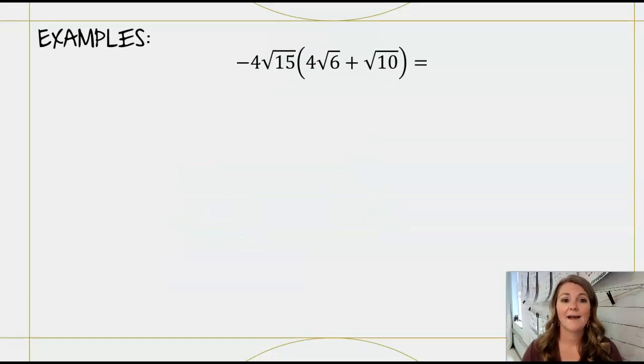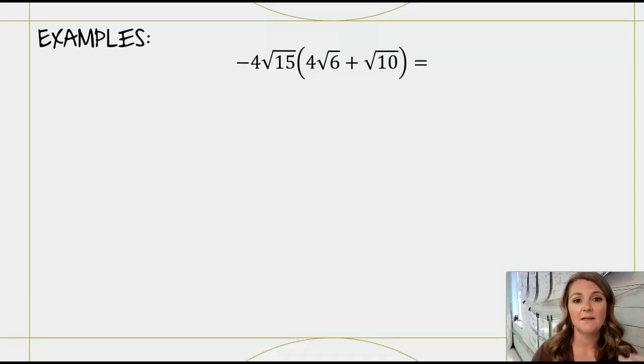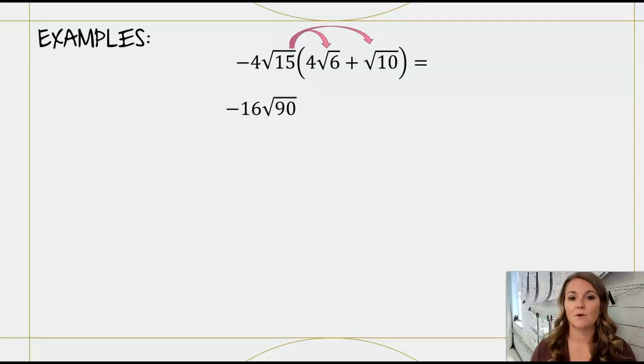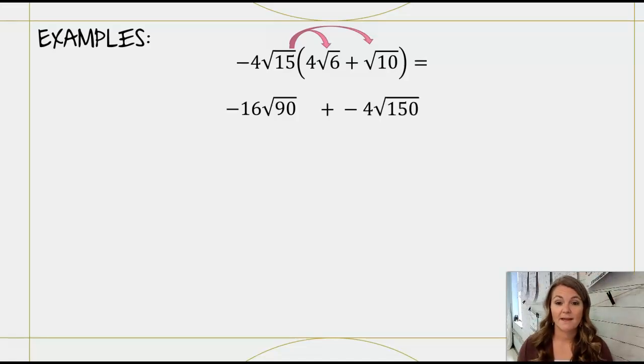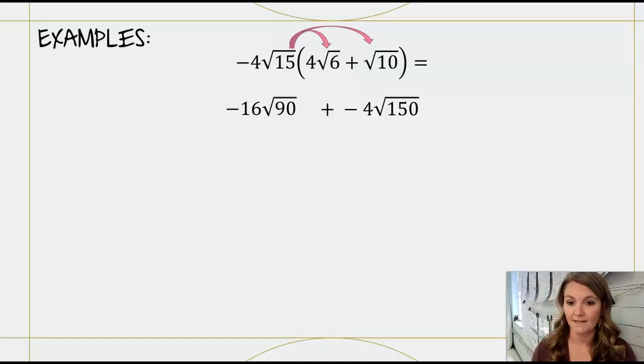Another example, I have negative 4 times the square root of 15 times the quantity 4 square root 6 plus square root of 10. Distributive property again, going to multiply it to the first term, multiply it to the second term. So, same rules apply. Multiply your outsides. Negative 4 times 4 is going to give you negative 16, and 15 times 6 is going to give you 90. Multiplying it to the second term, negative 4 times 1 is going to give me negative 4, and 15 times 10 is going to give me 150. I did bring down that plus sign because that's what you're going to do. You're just going to bring down that sign.